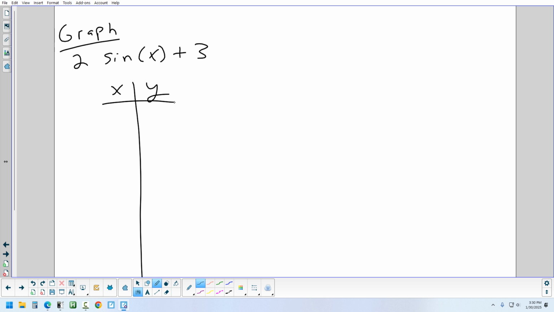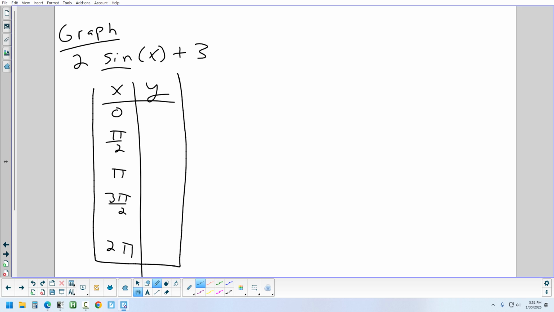Nothing's happening to them. What are my original x values for sine? Yeah, Kelsey. 0, pi over 2, pi, 3 pi over 2, 2 pi. And while we're here, what are my original y values? I'm not going to put them in the table because they're not the final answer. But what are the originals? 0, 1, 0, negative 1, 0.